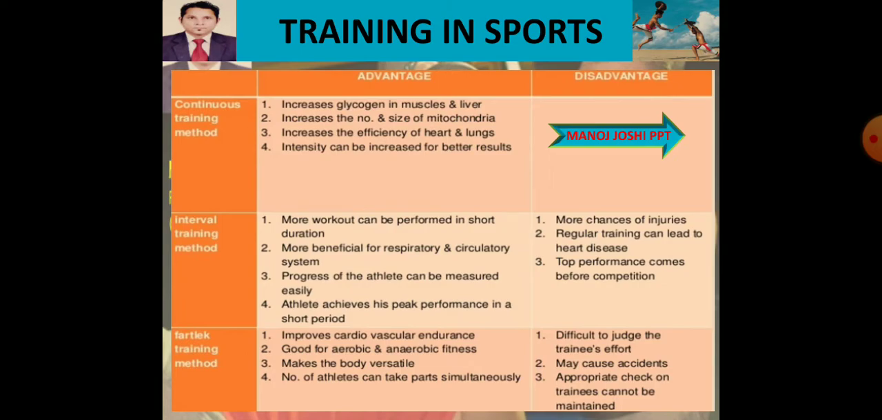So now we have discussed all three training methods: continuous training method, interval training method, and fartlek training method. For the continuous training method, we are discussing advantages and disadvantages here. It increases glycogen in muscles and liver, because as we know, the liver stores the maximum glycogen. It increases the number and size of mitochondria. It increases the efficiency of heart and lungs, and intensity can be increased for better results. The disadvantage of the continuous training method is that sometimes the person loses interest.